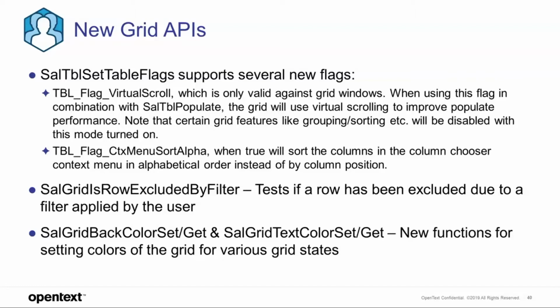Then there's a new API to find out if a row is excluded by a filter that the user has set on the grid. You can find that out at runtime. And you can set the background color and foreground color, the text color, for various grid states using grid back color set and get and grid text color set and get.